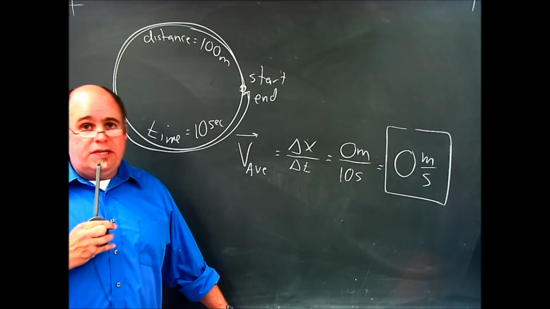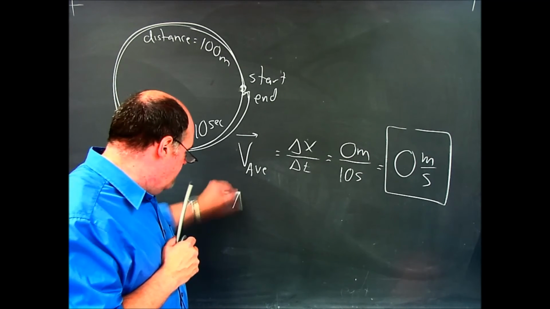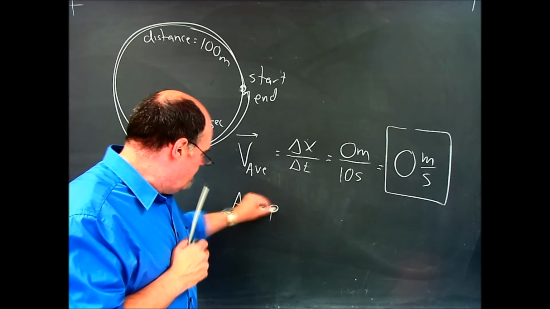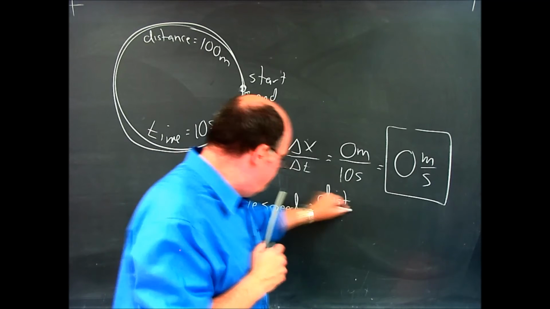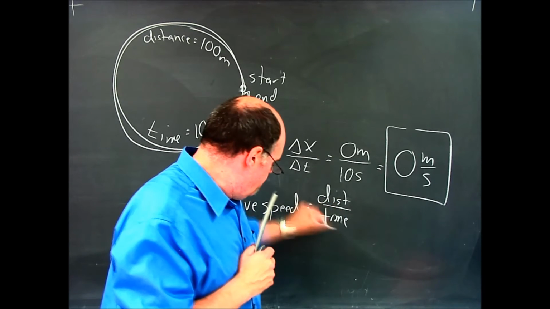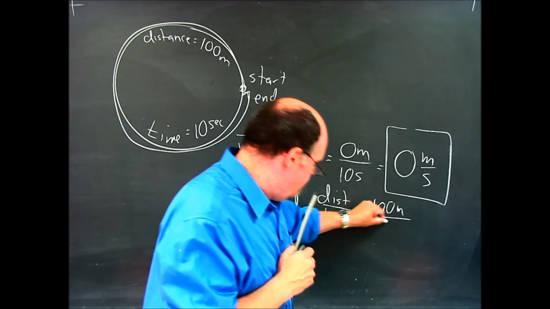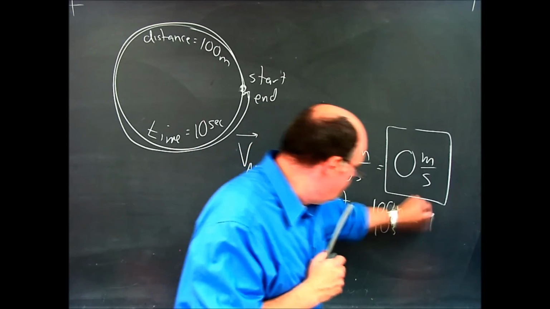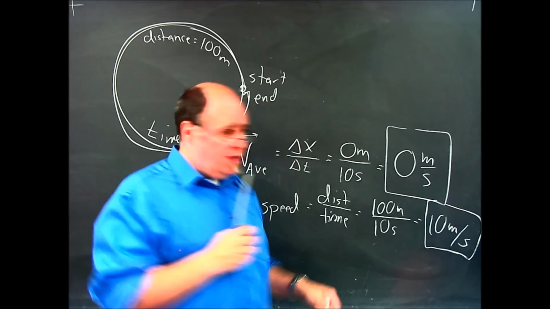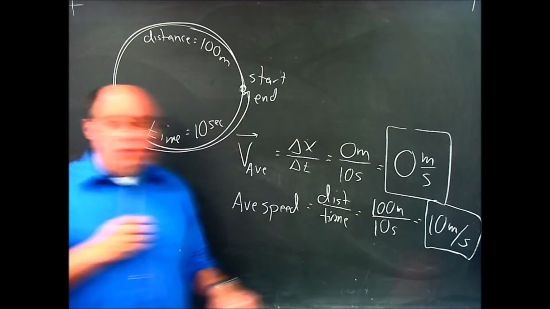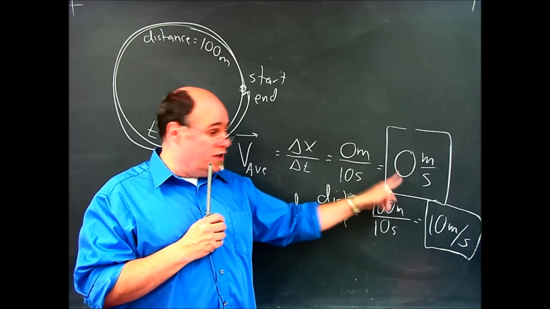If you were thinking the answer was going to be 10, what you were doing is finding the average speed, which is just equal to the distance over the total time, which equals 100 meters divided by 10 seconds. So that would be 10 meters per second. So sometimes your average speed could be the same as your average velocity, but not all the time. So your average velocity in this case would be 0.